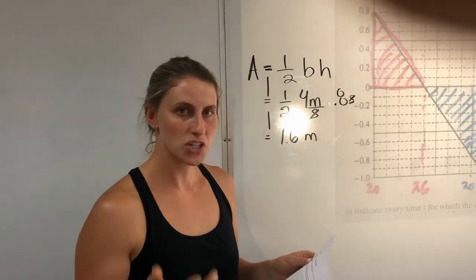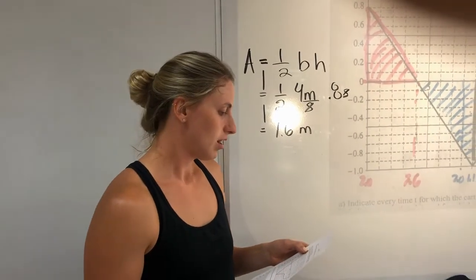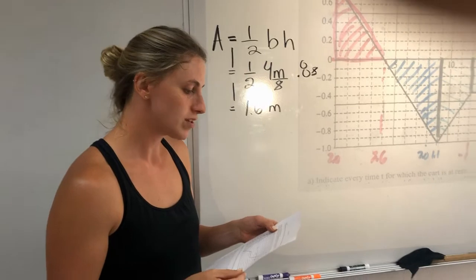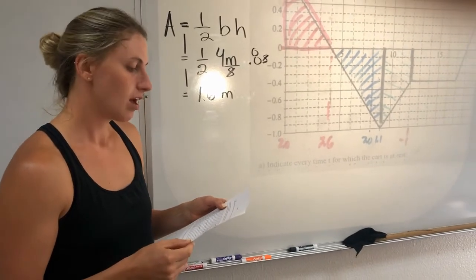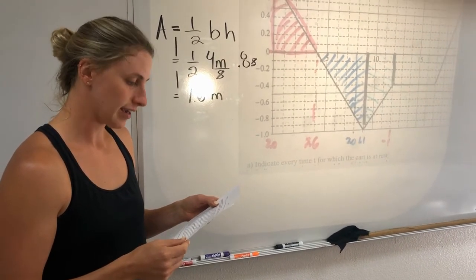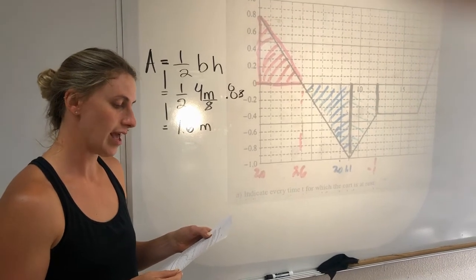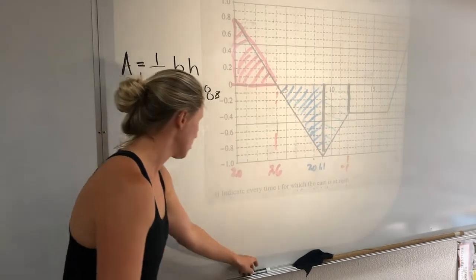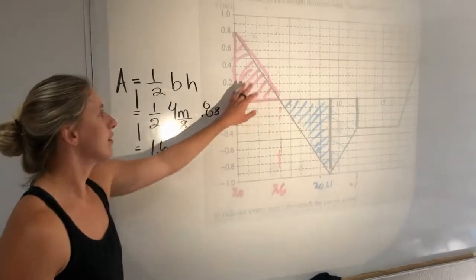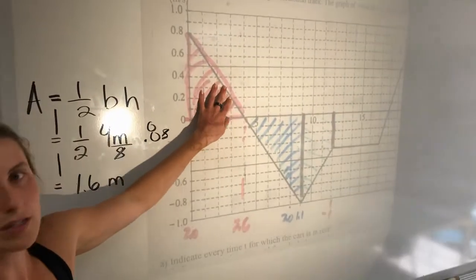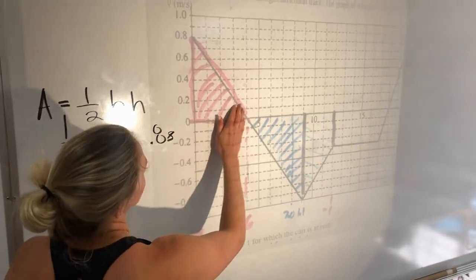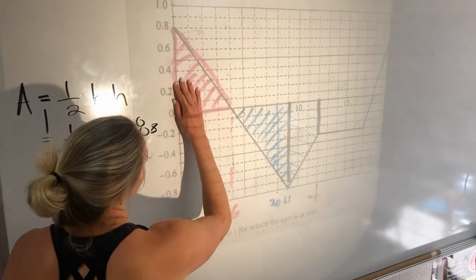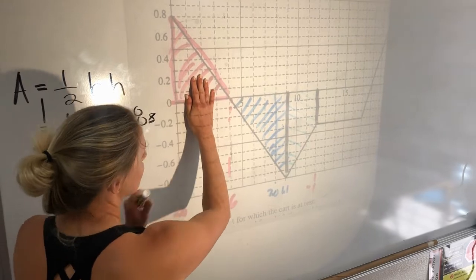So what is the question that we are trying to answer here? Letter C says, determine the horizontal position, x, of the cart at t equals 9 seconds if the cart is located at x equals 2 at t equals 0 seconds. All right, so we talked about how the area under the curve is the displacement. So the area under this curve right here is the displacement.